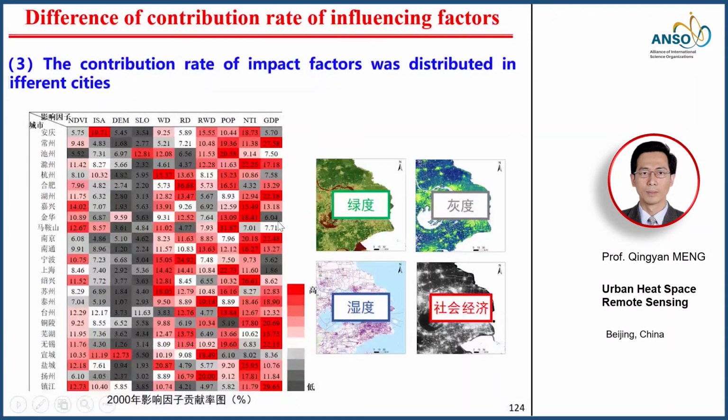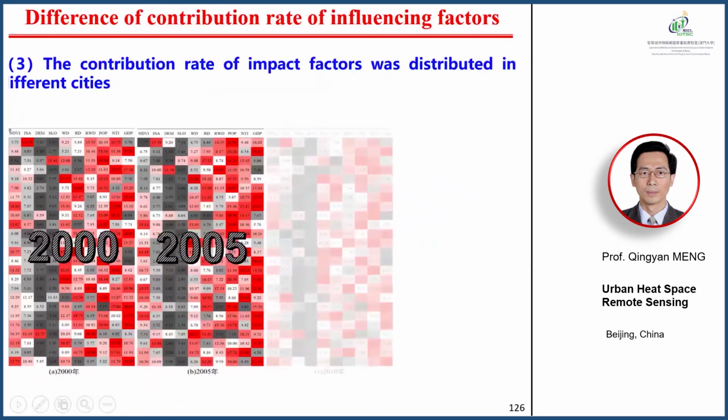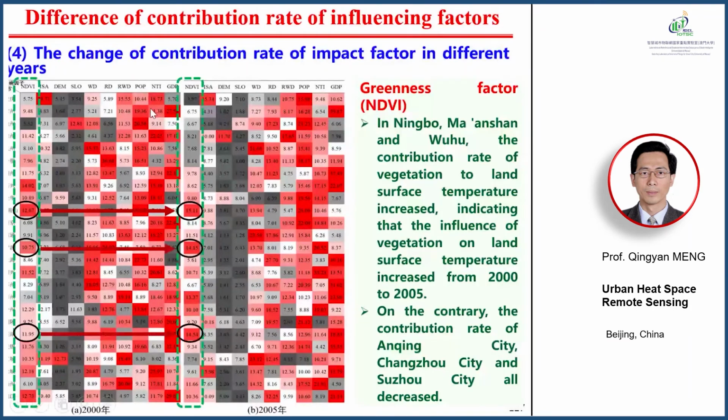And then we studied the contribution rate of the impact factors in the different cities, such as impervious surface, urban green, and some of the multi factors. You can see from the different cities and different years, and we can draw some conclusions.